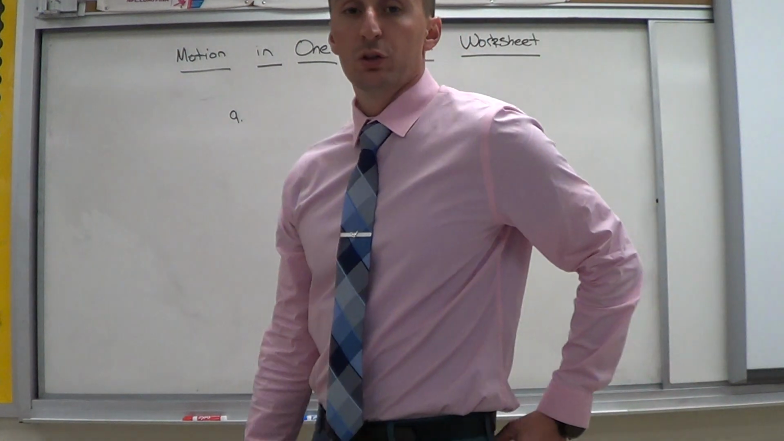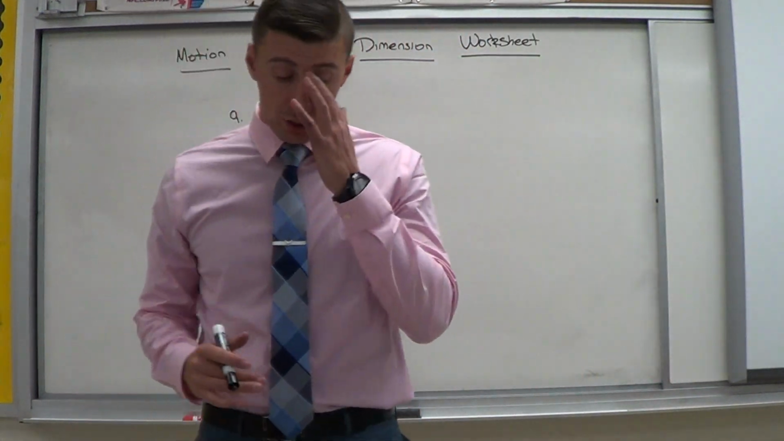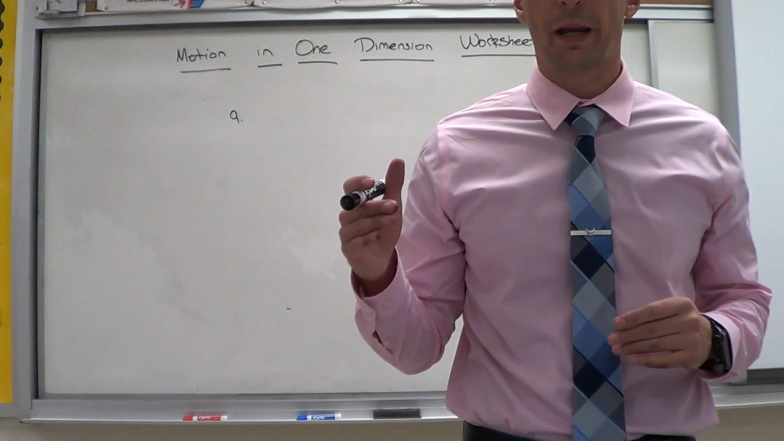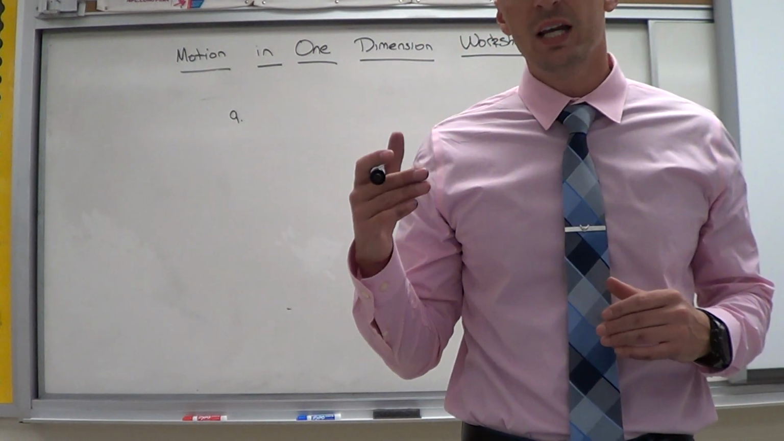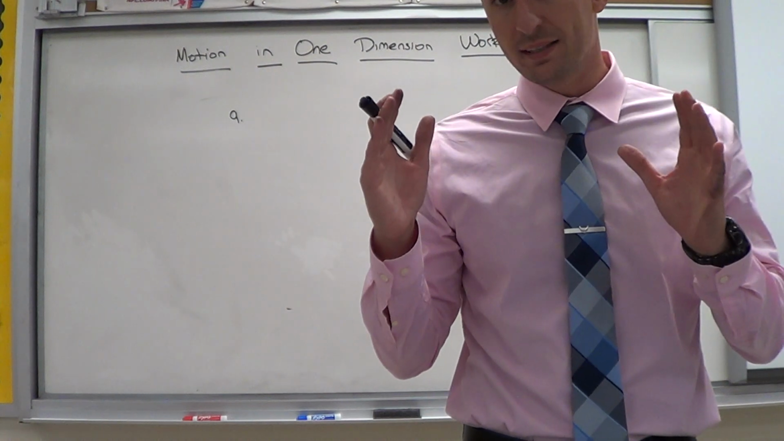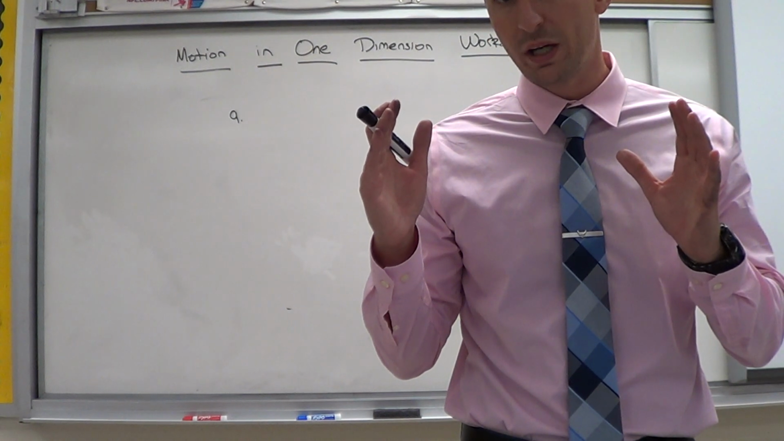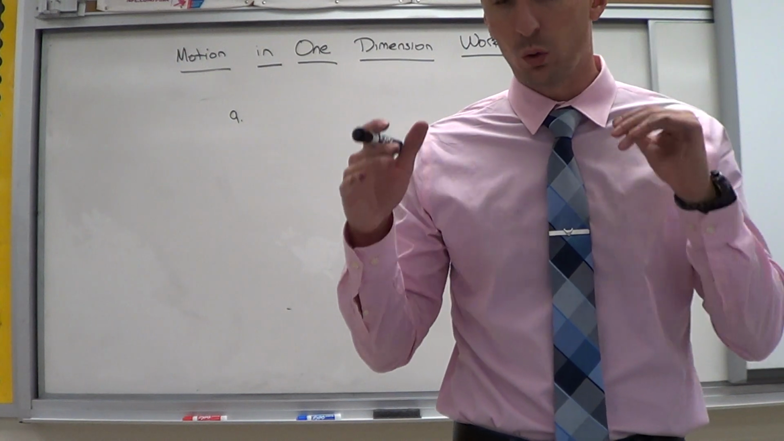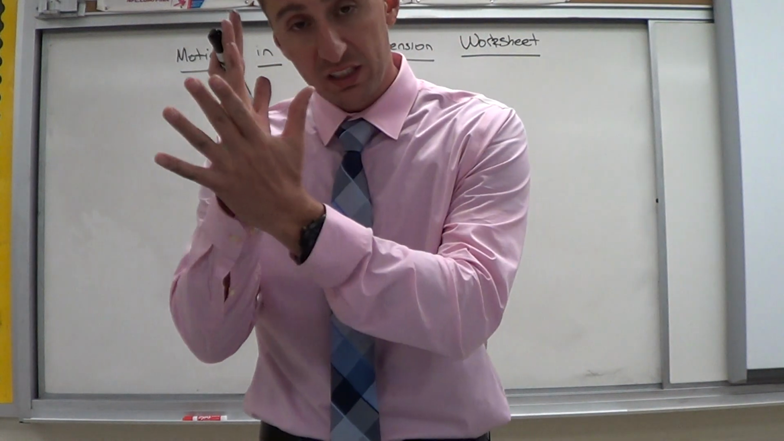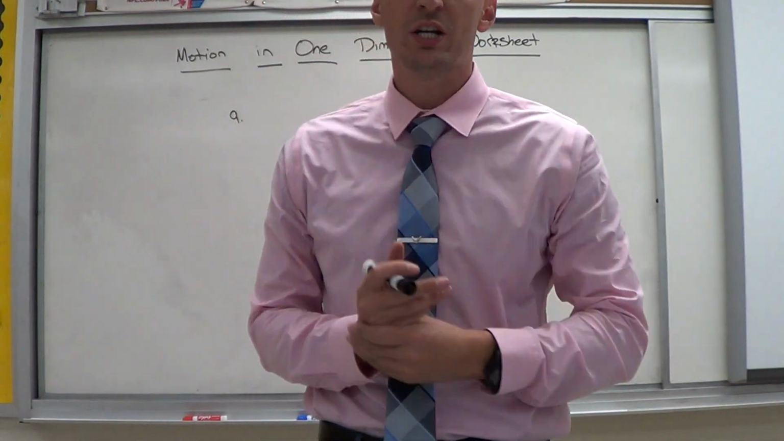Okay, why this is a two-part question is this. Initially, the car is traveling at 20 meters per second. It takes her 0.8 seconds to hit the brakes. So for that 0.8 seconds, she's still traveling at 20 meters per second. So her acceleration is 0. She's staying at 20 meters per second. Once she hits the brakes, she now has acceleration.